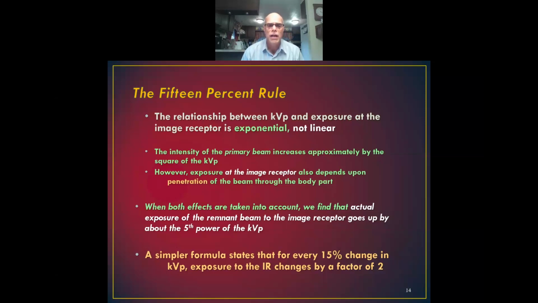So it says that there's a much simpler way of understanding this, and it's called a formula. It's a simpler formula that states that for every 15% change in kVp, exposure to the IR changes by a factor of 2. Now, what is a factor of 2?